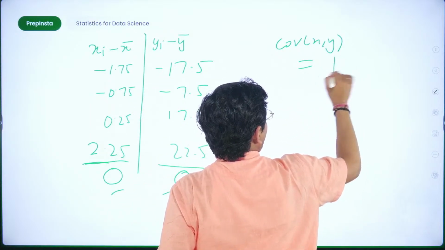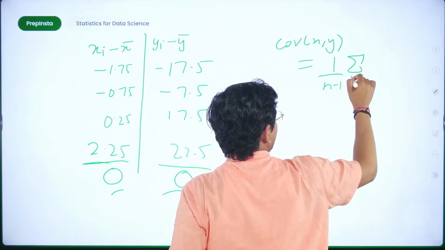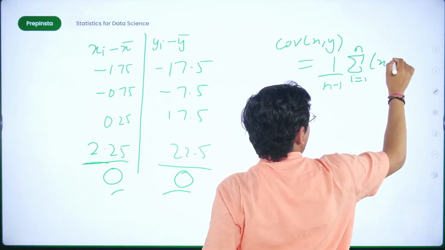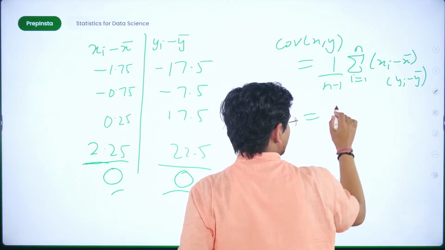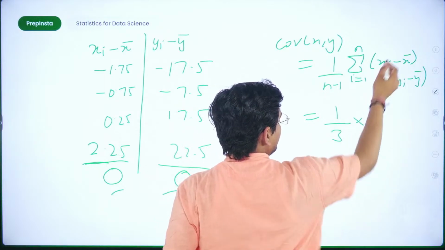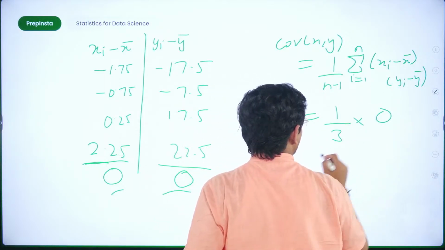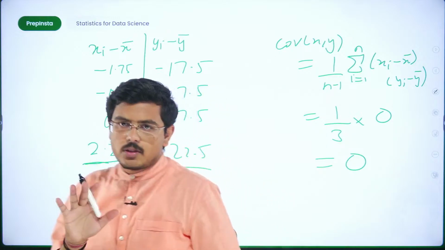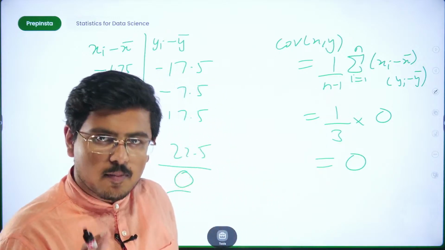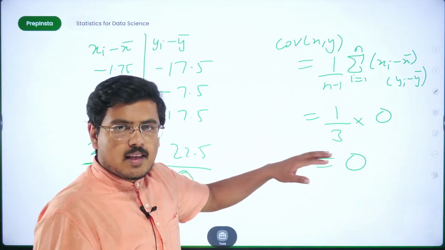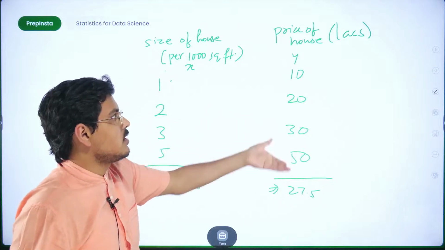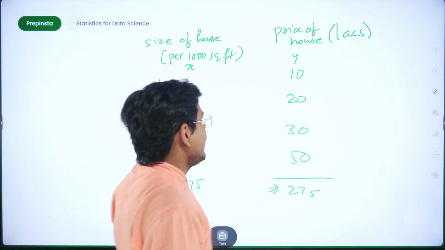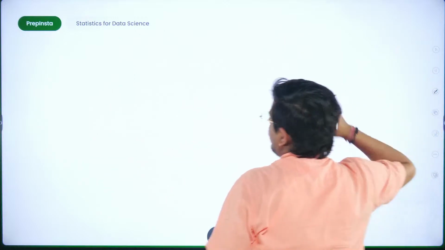So this would become 1 upon n minus 1, sum from 1 to n of xi minus x bar into yi minus y bar, and this becomes nothing but 1 upon n minus 1, which is 3, into, both are 0 if you carefully see, so this becomes 0, and this is a positive covariance only. Why am I saying so? Because if you see carefully, for every increased size, the value of house is increasing. Fine. Now let's take some other example where we can actually try and get some positive value.